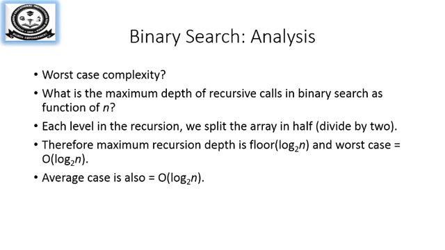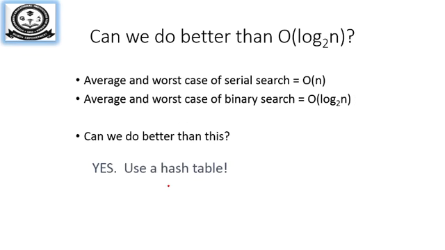Now, do we have any other technique that is better than binary search tree? Yes, we can implement it using a hash table. You will see the average and worst case for a linear search will be O of n, and the average and worst case for the binary search will be O of log 2n. So we have seen two techniques with enough examples: linear search and binary search.